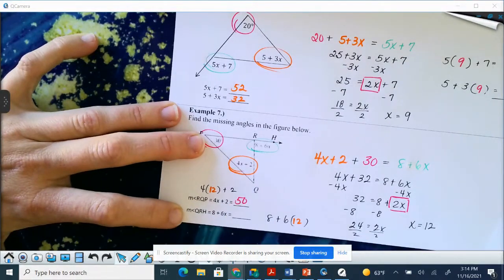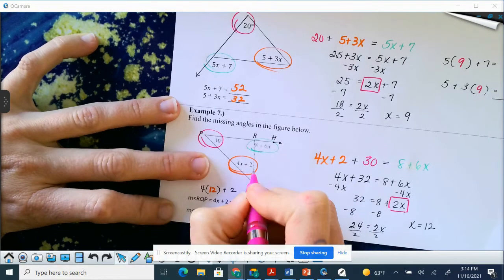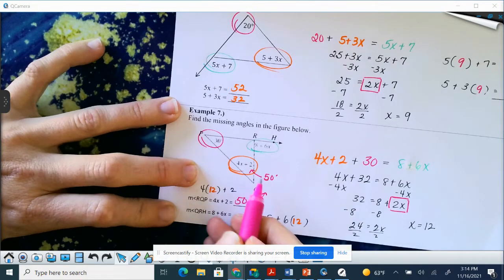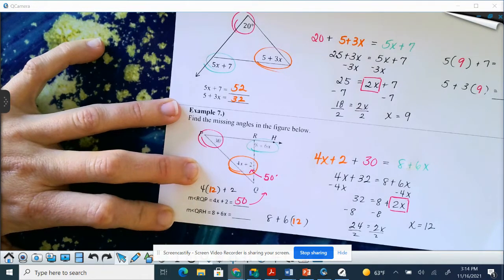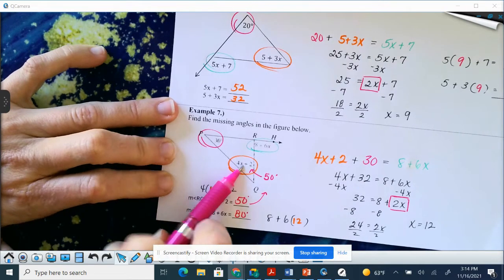And then from there, you should know that if this is 50 and this is 30, so if we plugged in 50 for this one, because that's what we just figured out, right? 50 plus 30 should give us 80. So when we do this one, it should give us 80. So 6 times 12 gives us 72 plus 8 equals 80. So we did them correctly. Because remember, two non-adjacent should equal your exterior angle.